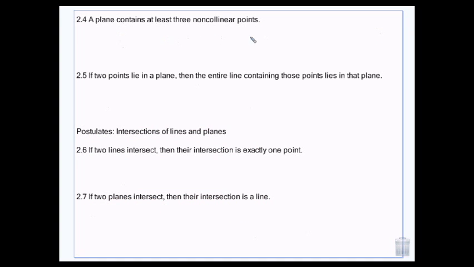And then we have a plane contains at least 3 non-collinear points. So if I have some plane, it has at least 3 points that are non-collinear. Because it takes 3 non-collinear points to make a plane, so then a plane has to have at least 3 non-collinear points. Again, they're backwards of each other.